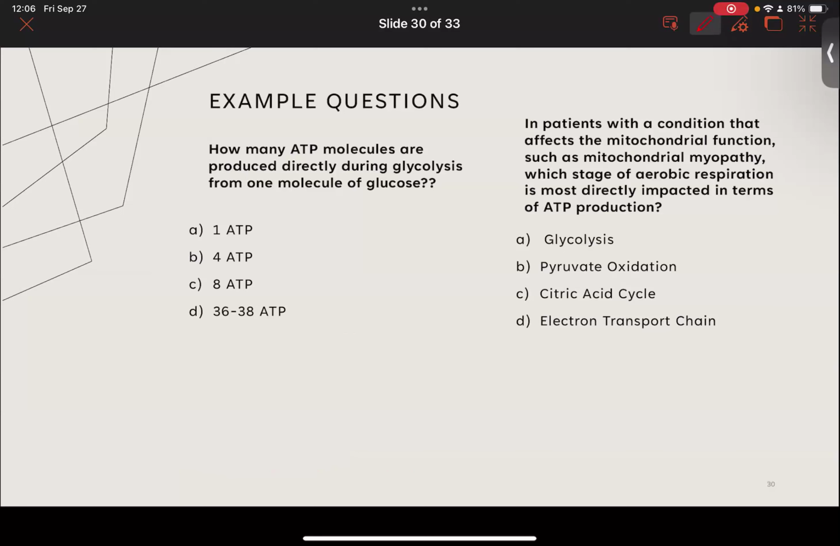So how many ATP molecules are produced directly during glycolysis from one molecule of glucose? And y'all are probably sitting there being like, you just said it was 2. And I'm not going to test you over the number anyway. It doesn't matter. But it makes 4. It's just 2 are used up. So it's 2 net. It's talking about directly made. You do make 4, but you're going to use 2 of them up right away.